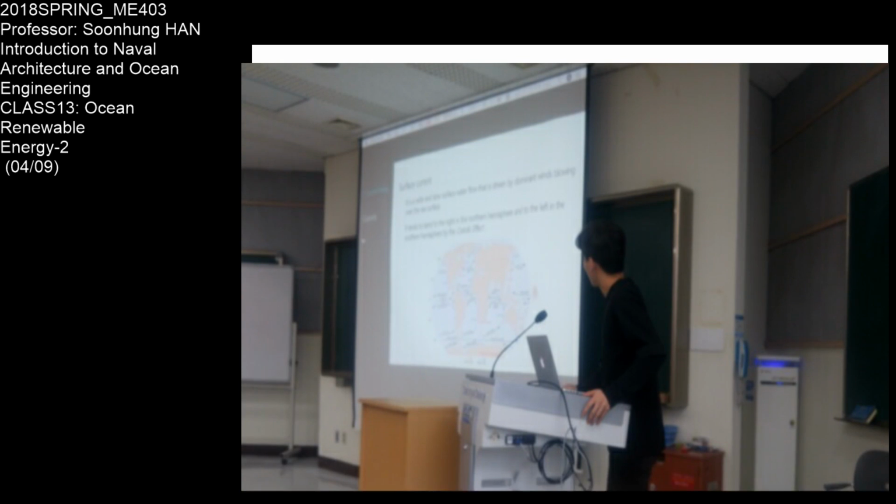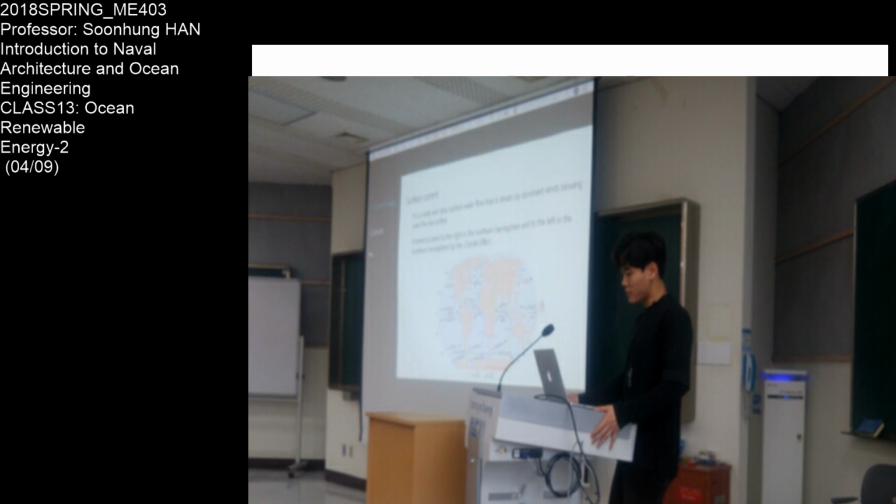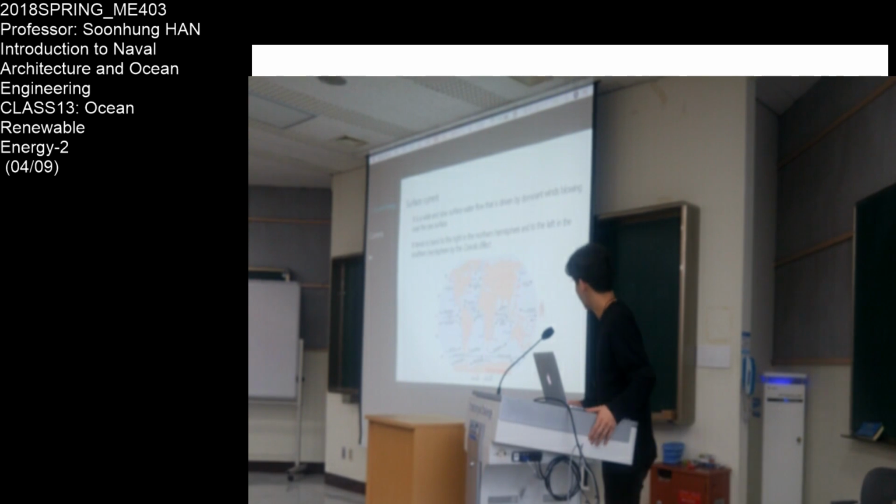Usually when we talk about ocean currents, we mean surface currents. It is a slow surface water flow that is driven by the dominant wind blowing over the sea surface. It tends to bend to the right on the north side and to the left on the south side because of the Coriolis effect.